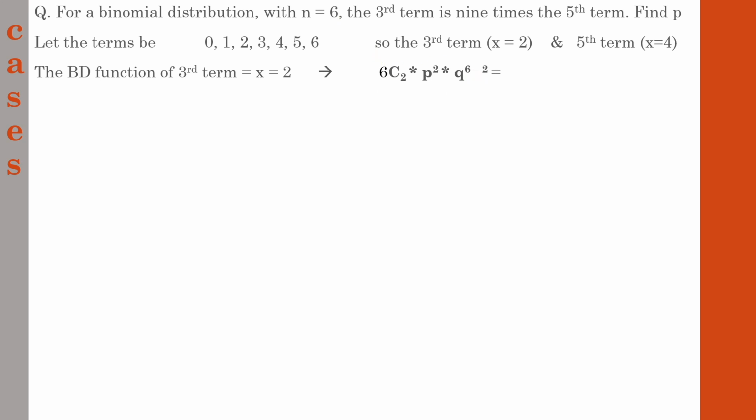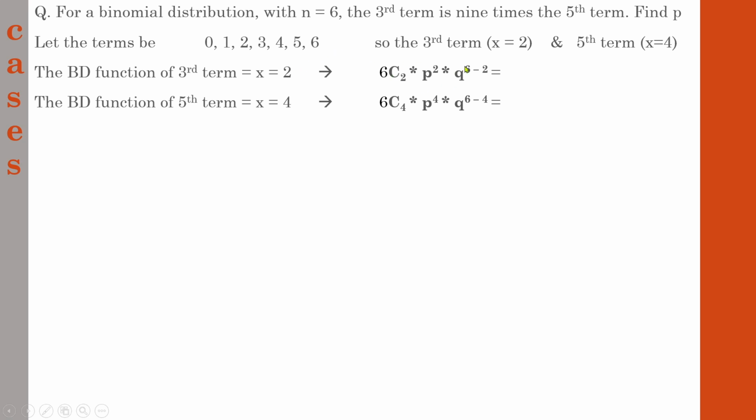Next we will do another step. Next, we need to find the binomial distribution with regard to the fifth term. So the binomial distribution function of the fifth term is x equal to 4. It can be written using a similar method to what we have done just now: 6C4 into p raised to 4 into q raised to 6 minus 4. So let it be like that, don't go any further. Once you come across a question like this, you need to write down the binomial distribution function on the basis of the data available.